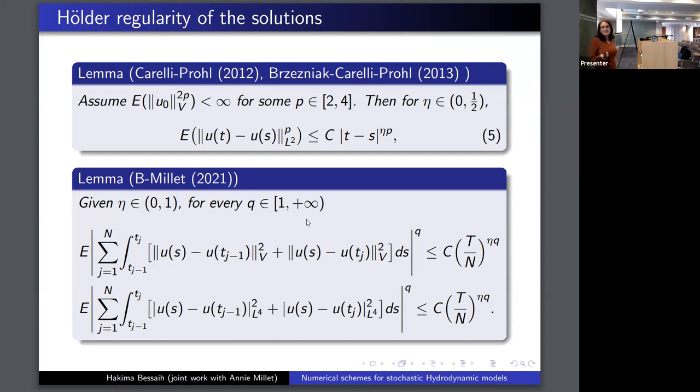What we were able to prove, and this is all we need for the moment: if you take a discretization of the interval (0,T), with t_j a partition, then the expected value of the sum over the intervals (t_{j-1}, t_j) of the norm of u(s) minus u(t_{j-1}), and also u minus u(t_j), in the H1 norm, to the power q, is less or equal than (T over N) to the power eta q. This gives you a time regularity for the solution. We have it also in the L4 norm. This is a very nice theorem that we were able to prove in our last paper in 2021.